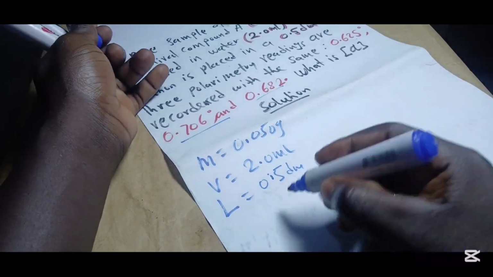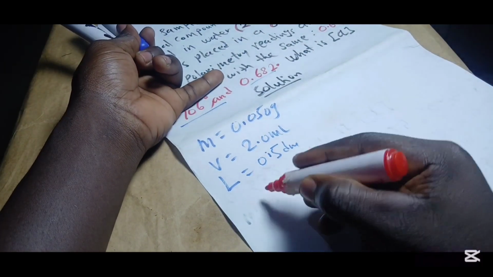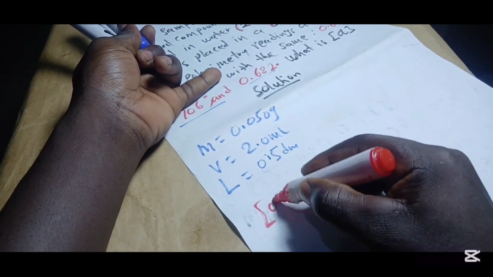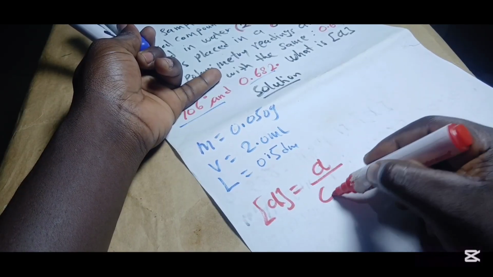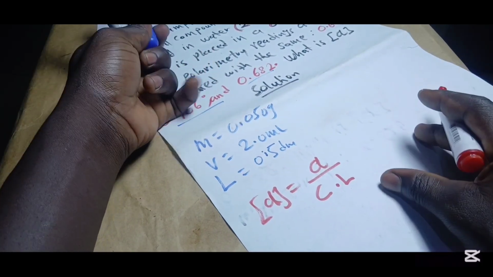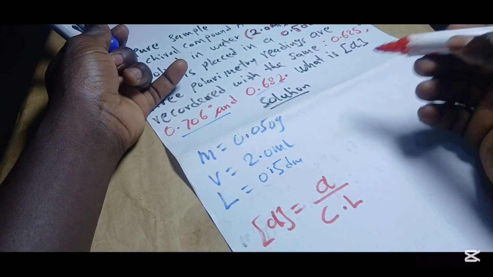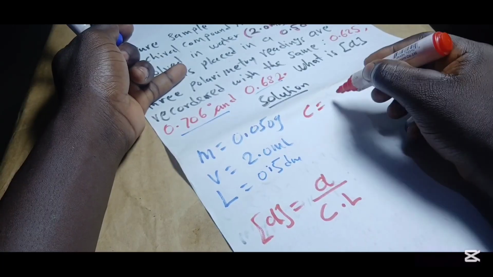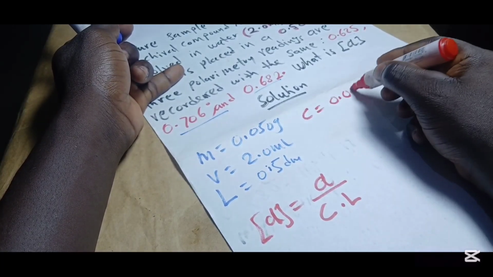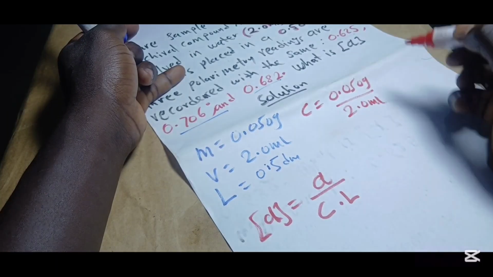So we want to calculate the specific rotation of this solution. Specific rotation equals observed rotation over concentration multiplied by path length. Now we have three observed rotations. We can calculate the concentration using mass and volume. So concentration equals mass, which is 0.050 grams, over 2.0 ml.